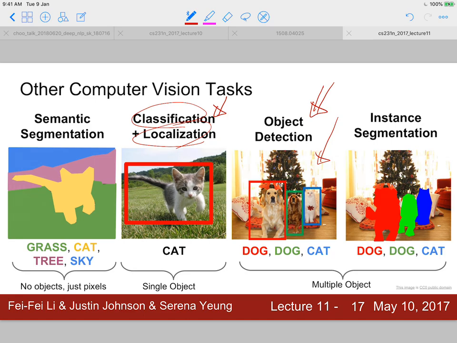And then you know the definition clearly of object detection, which potentially generates multiple different objects and their object category and their location, okay? And then instance segmentation. Okay, let me just briefly describe this semantic segmentation part.